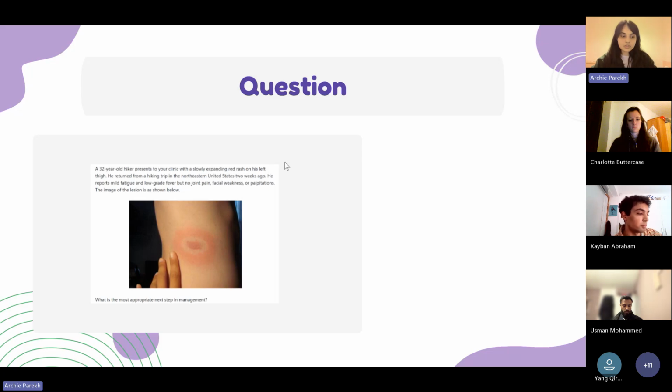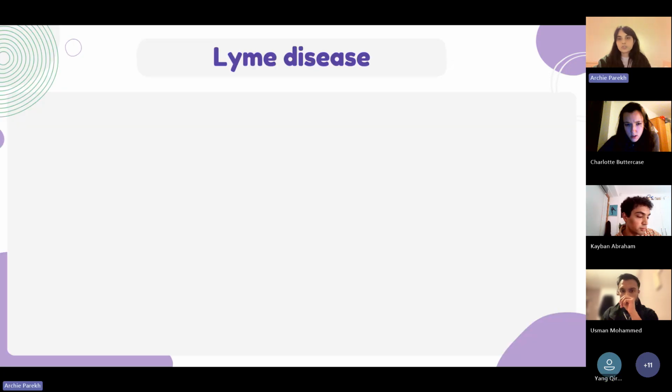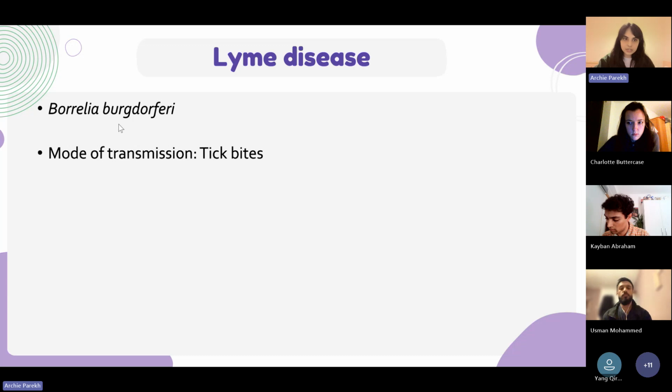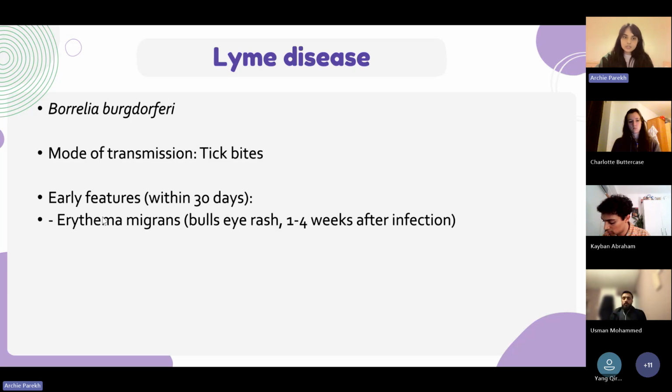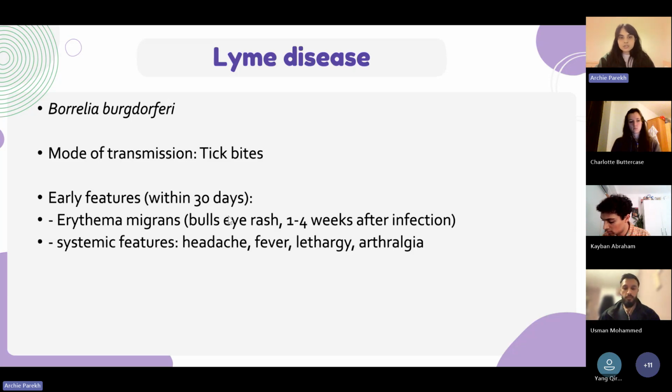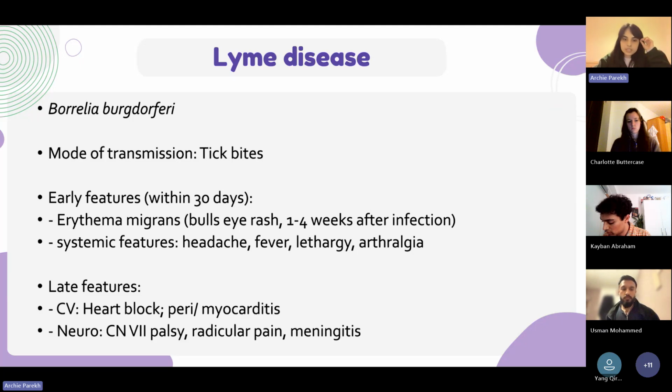Okay, next question. We'll run through this because I feel like I've gone way over time. What do you guys think is going on here? We have a target lesion. And this patient is a hiker as well. So we're going to think of Lyme disease, which is caused by the bacterium Borrelia. The mode of transmission is tick bites, which are normally found in nature. Early features would be your erythema migrans, your bullseye rash, and then late features would be things like cardiovascular disease, neurological problems, etc.